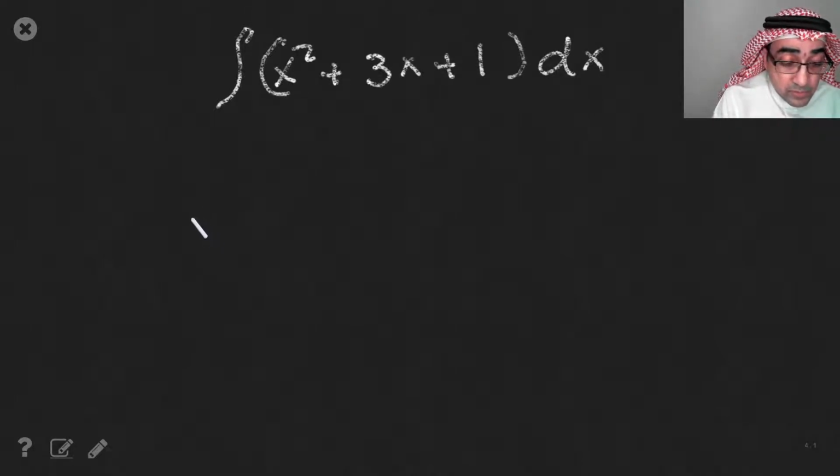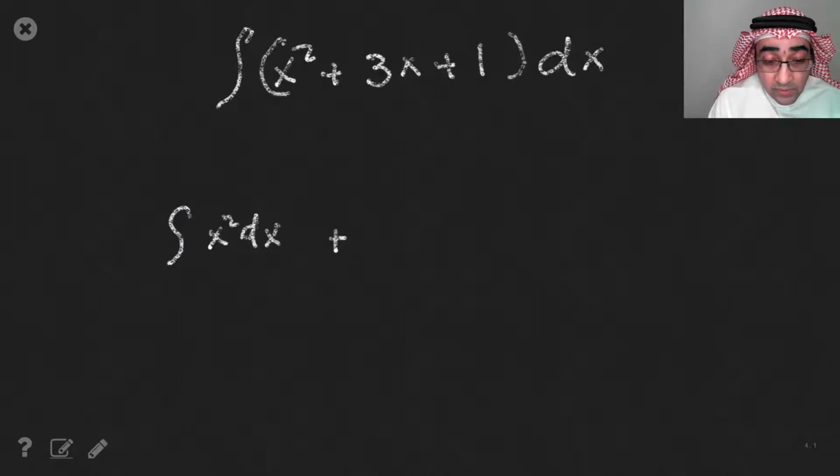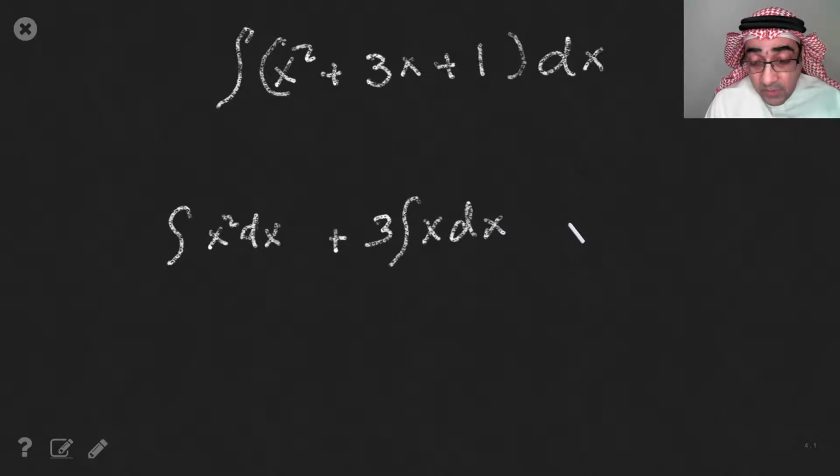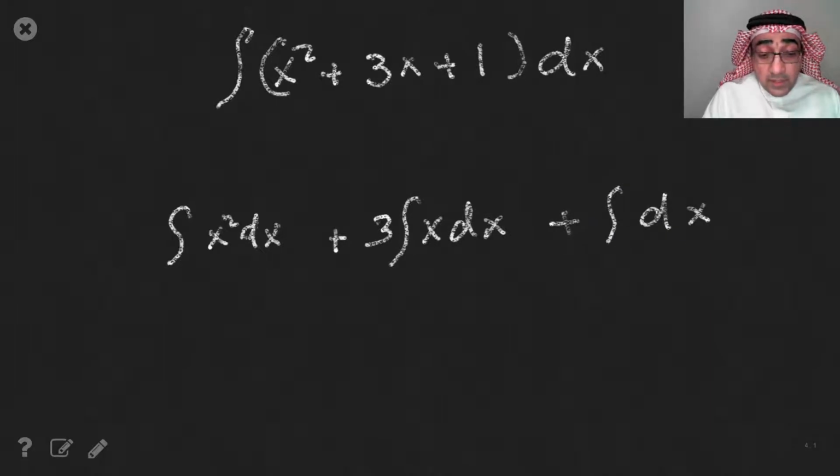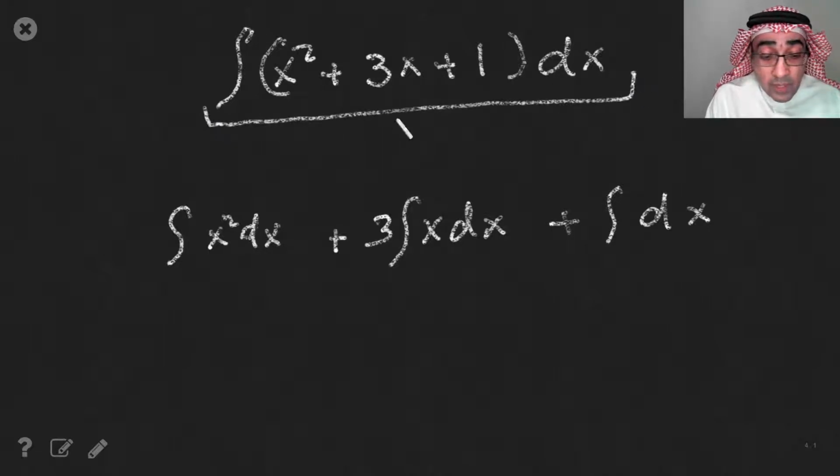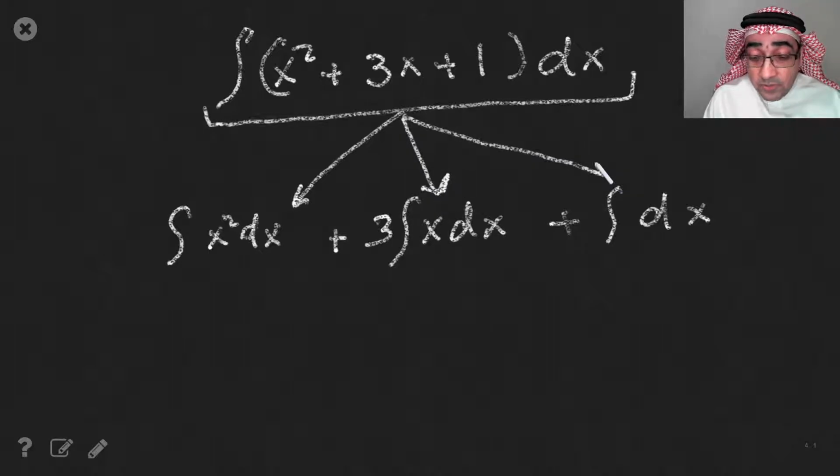We can simplify this problem into the integration of x squared dx, and then we can add to it 3 times the integration of x dx, and then we can add to it the integration of dx. So this is basically the big problem that we have, and we have broken it down into 3 sets of problems. Now these 3 sets of problems, we have to solve all of them to get the solution, and that is why we usually put something like this over here, indicating that all have to be solved so that we can actually get the solution of our first problem.